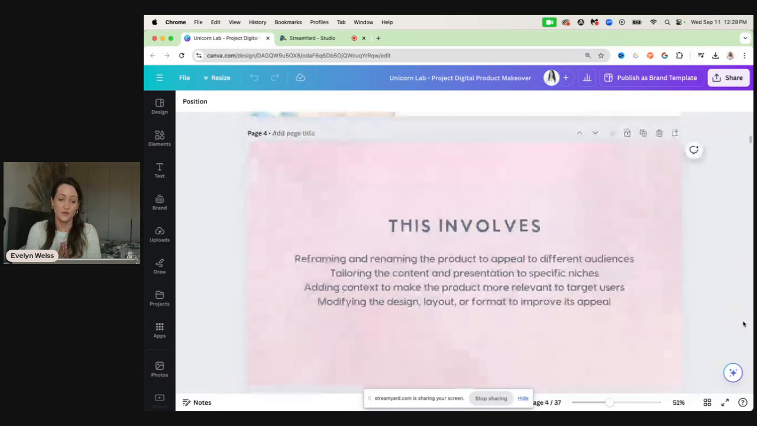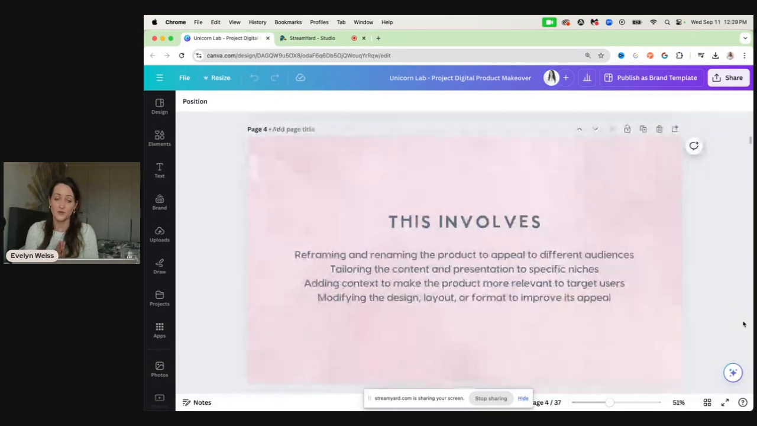This process involves reframing and renaming the product to appeal to different audiences, tailoring the content and presentation to specific niches, adding context to make the product more relevant for the targeted user, and ultimately also modifying the design, layout, and or format to improve the overall appeal, right? So it's a full-on process where we're taking one base product and we are making it relevant for more audiences.